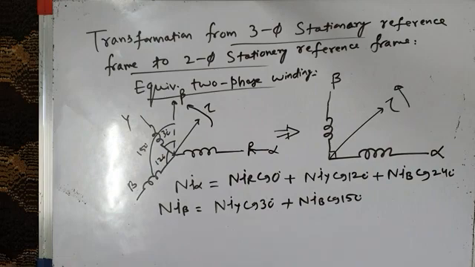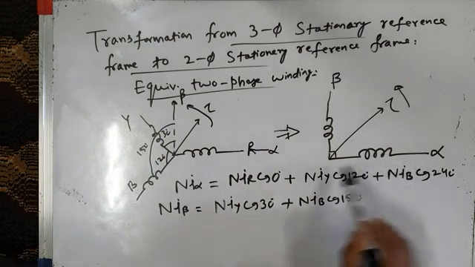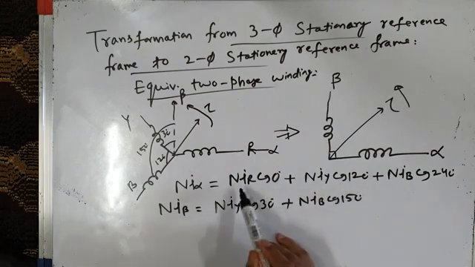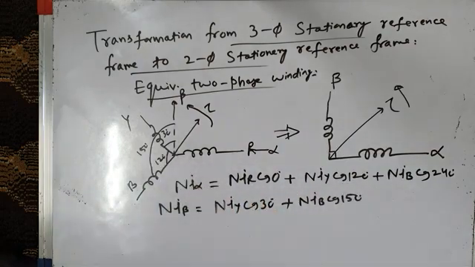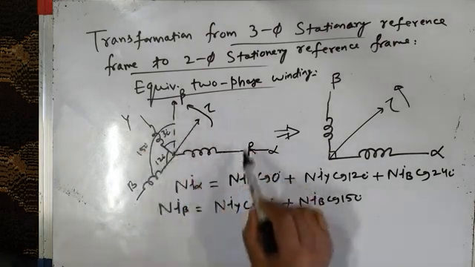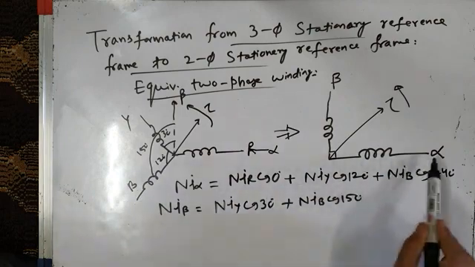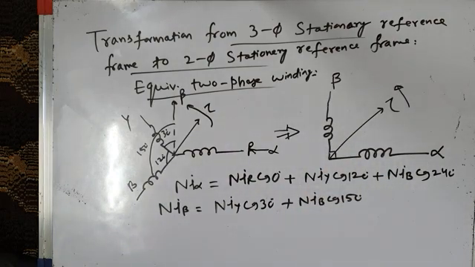So this is how we find equivalent MMFs in alpha beta equivalent two-phase winding in terms of MMFs of three-phase winding. This is called transformation. And we are now transforming a three-phase reference frame into two-phase reference frame, that is RYB reference frame into alpha beta reference frame. Or we are transforming three-phase winding into equivalent two-phase winding. And these are the equations we have to use.